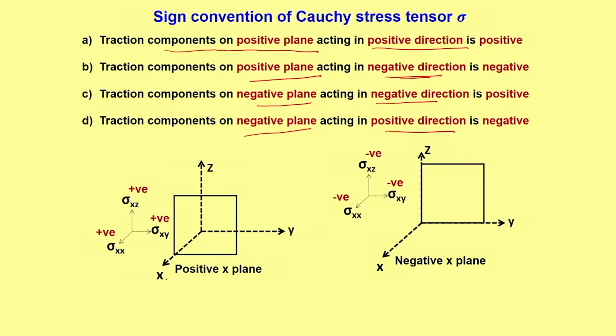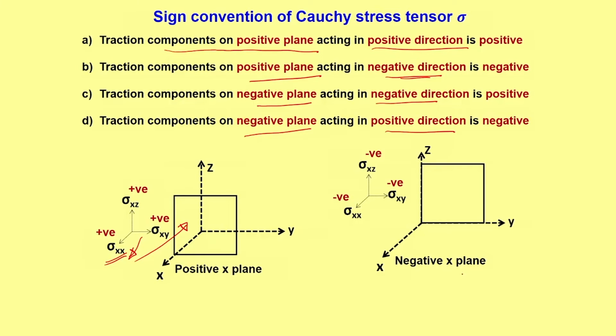One example is given here. This is the positive x plane and the stresses acting are sigma xx, sigma xy and sigma xz. Now, if you consider sigma xx, this is acting on a positive x plane and sigma xx is acting in the positive x direction. So, that is why it is positive. Similarly, sigma xy and sigma xz.